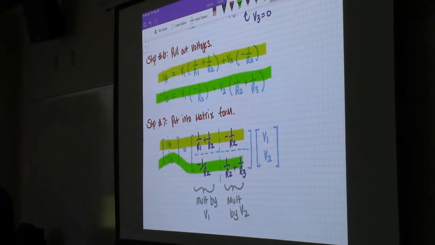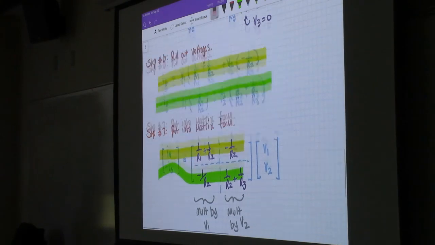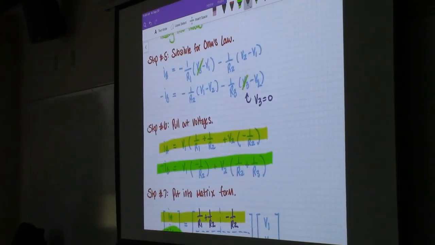I don't understand why I think it's 1 over R1 plus 1 over R2. Okay? Specifically, it's that element right there. And then so if we go further up, here, there's two coefficients of V1. There's 1 over R1, there's 1 over R2. Both of them have double negatives, so they just cancel out. So what you're left with is V1 times 1 over R1 plus 1 over R2.